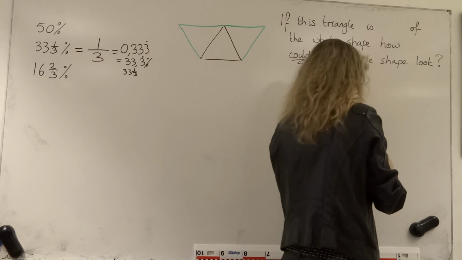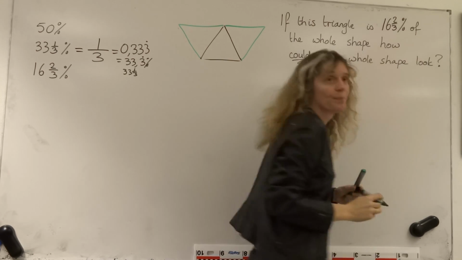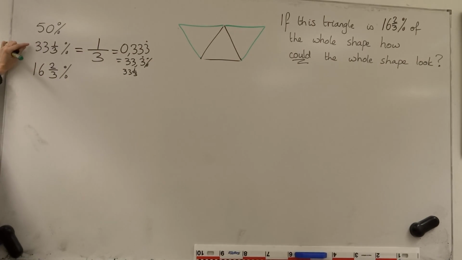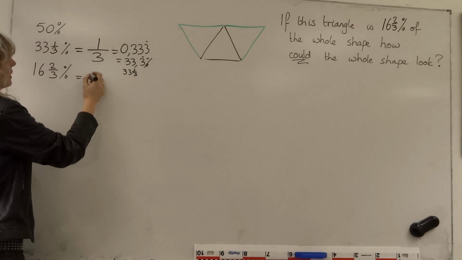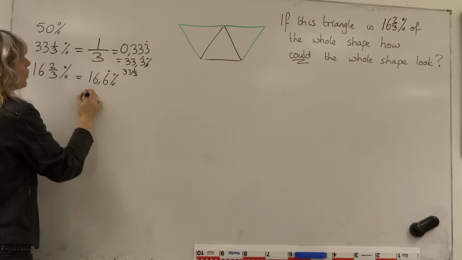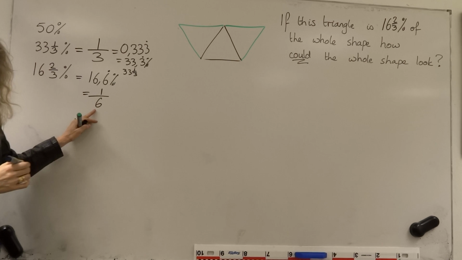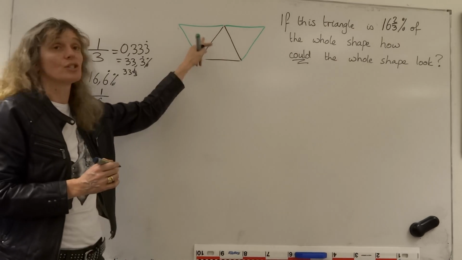What would we do now if this triangle was 16 2/3%? And we have to see the connection here, because they often do this in this book, where they give you first a 50% nice and easy, then they give you one that they're hoping you're going to recognise means 1/3. If you think of what is half of 33 1/3, it's 16 2/3. So you should recognise that 16 2/3 is the same as the percentage 16.666%, which is the same as 1/6. So the fraction 1/6.